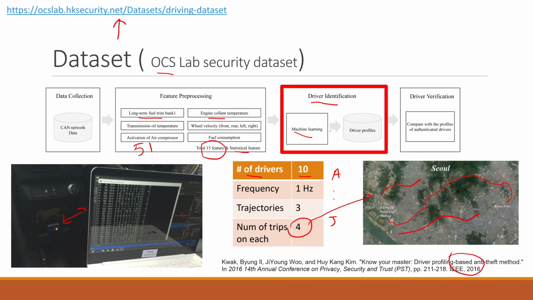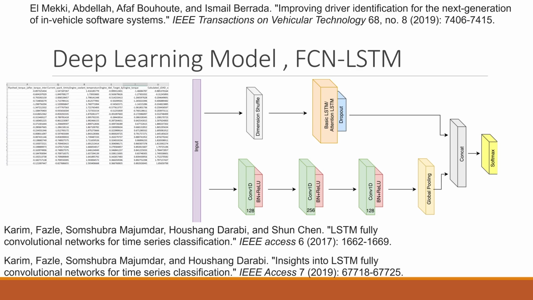These days, most of the advanced deep learning architectures are used rather than statistical techniques. I will tell you shortly. This is the deep learning architecture I'm going to use for this particular video. The name says fully convolution network, LSTM. So actually this part is the fully convolution network, and this part is the LSTM part.